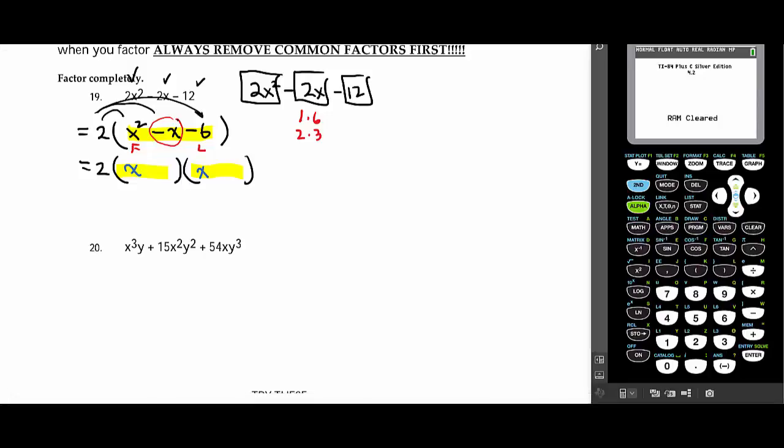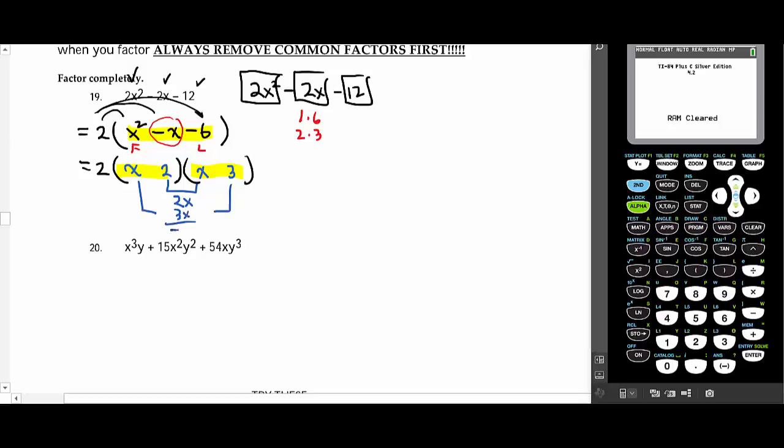2 and 3. Yeah, 1 and 6 you can get a 7 or a 5. Okay, 2 and 3 you can get a 5 or a 1. So the idea with this one is let's put a 2 and 3 there, and then let's get the signs right. So that's just a 2x there. Okay, the outer term is going to be 3x.